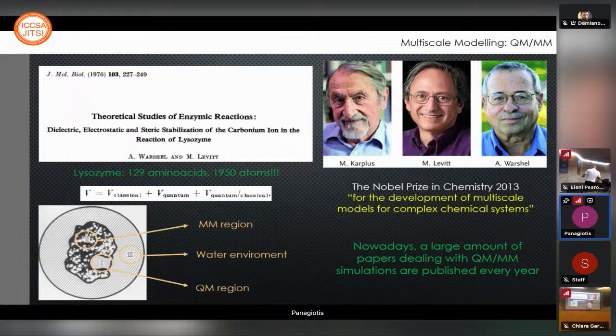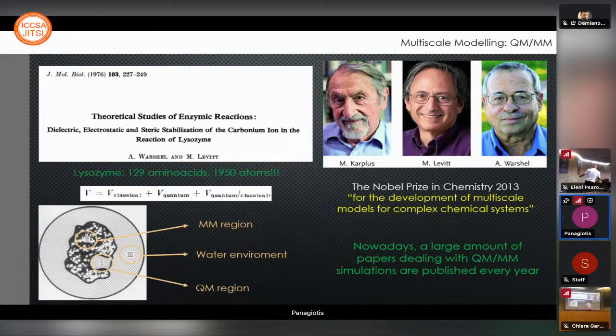Well, the target region was treated quantum mechanically with a quantum method, so it's called the QM region. The second region was treated classically with a classical force field, so it's called the MM region. So M comes from molecular mechanics. And the environment in this work was represented by an analytic potential.